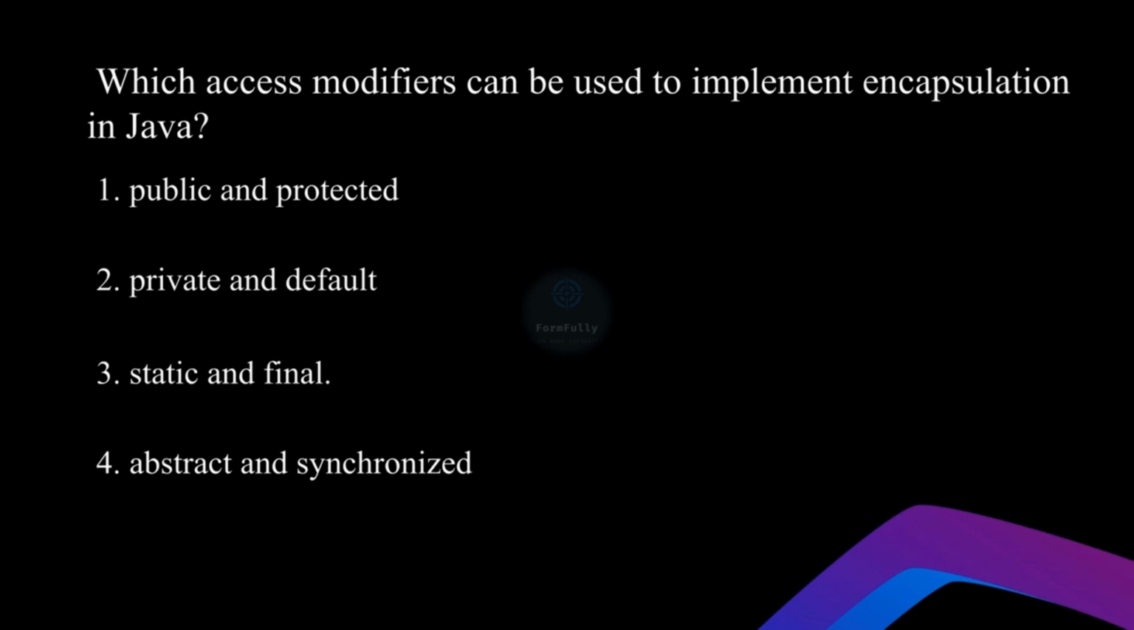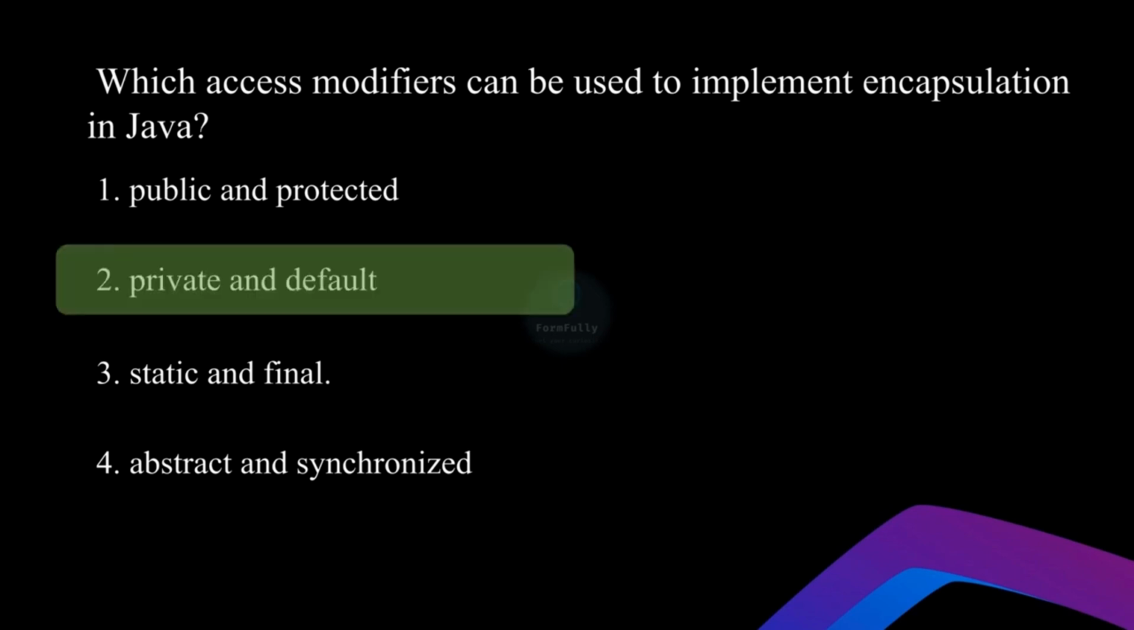Encapsulation is typically achieved in Java by using private access modifier for data members and providing public methods, that is getter and setter, to access and modify these data members. This ensures that data is encapsulated within the class and only controlled access is allowed. Option 1, that is public and protected, is incorrect, as public and protected would expose data directly. Static and final are not primarily related to encapsulation. Abstract and synchronized are unrelated to encapsulation. So option 2 is correct.